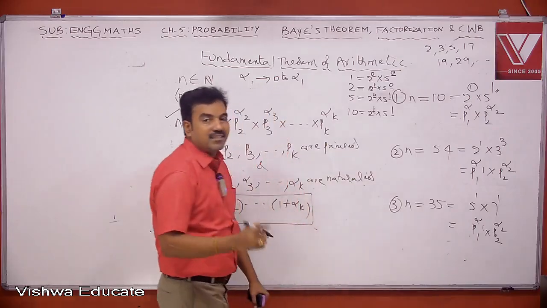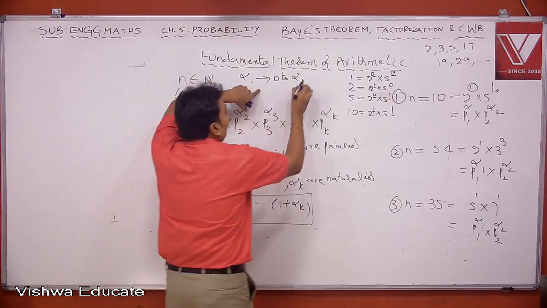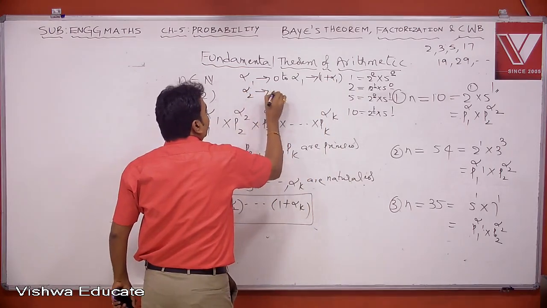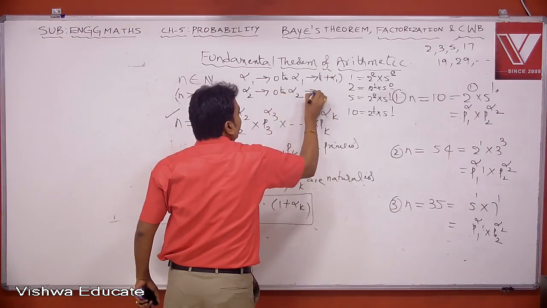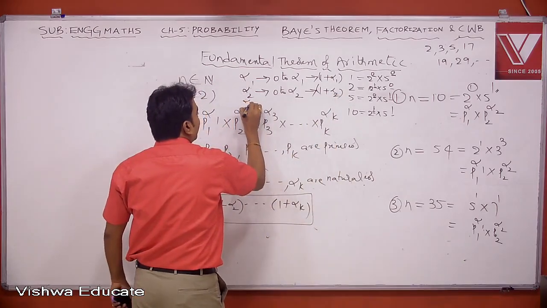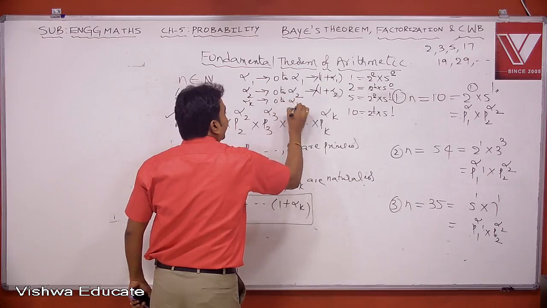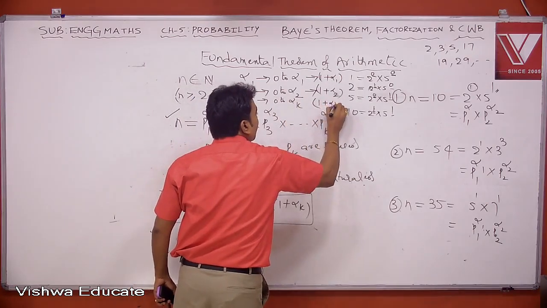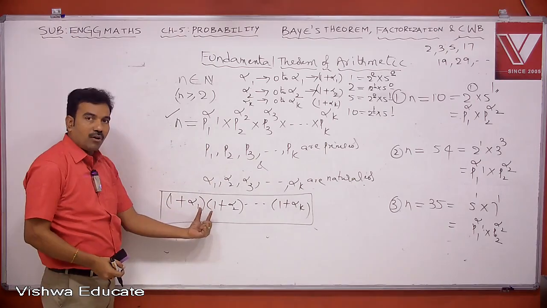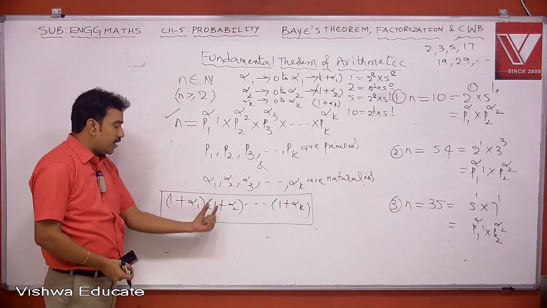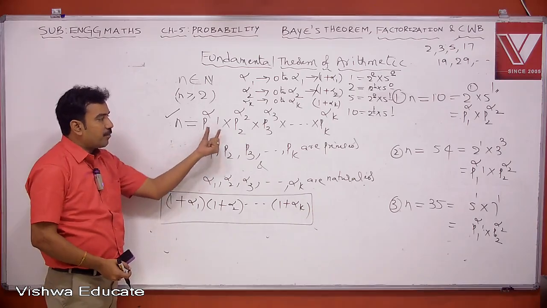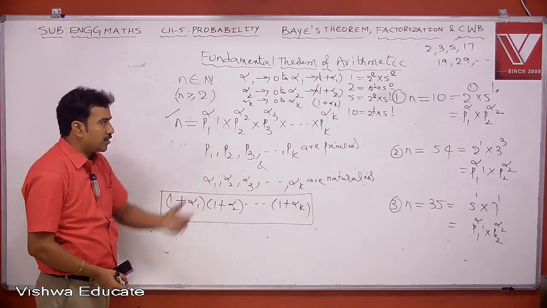That means alpha 1 changes from 0 to alpha 1. From 0 to alpha 1, how many values are there? 1 plus alpha 1 values. Similarly, alpha 2 ranges from 0 to alpha 2. How many values are there from 0 to alpha 2? 1 plus alpha 2. So if you extend for alpha k, it ranges from 0 to alpha k. So the total number of values from 0 to alpha k is 1 plus alpha k. So like this, when n has a prime factorization like this, the total number of factors of n is 1 plus alpha 1 into 1 plus alpha 2 into and so on 1 plus alpha k, provided that n has a prime factorization like this. Very, very important. Note this.